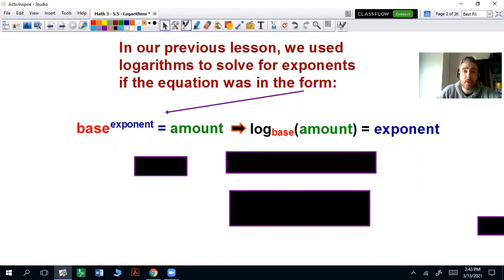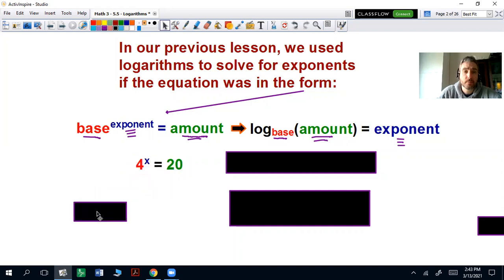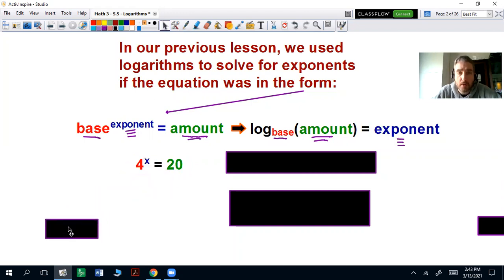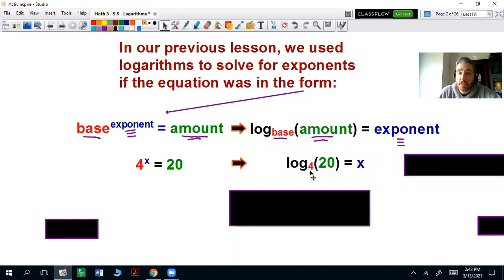So you can see that relationship here, that base down there went to the base of the log. The amount that it was equal to actually goes inside the log. And then the exponent, when it's in log form, is all the way on its own side. As an example, if you have 4 to the x power is equal to 20, you can rewrite that as log base 4 of 20 equals x. So you can see everything's in its own place. The base of the exponent is the base of the log. The amount that it's equal to is the number in the log, and then the exponent itself is what you're solving for, so that goes on the other side of the equation.